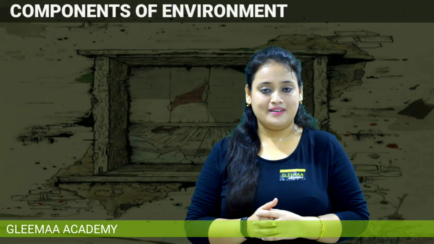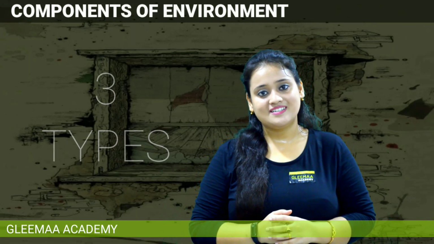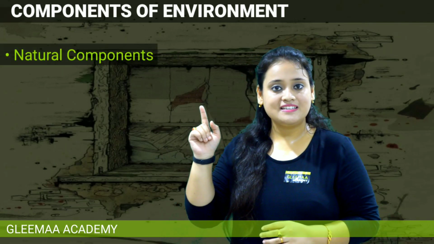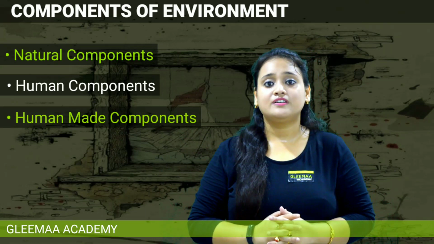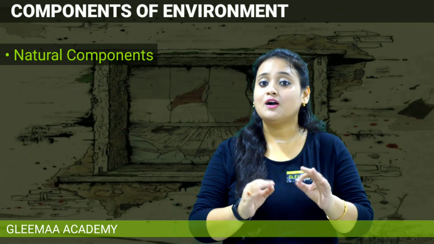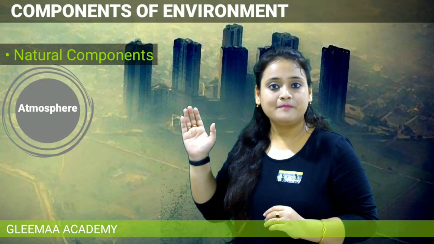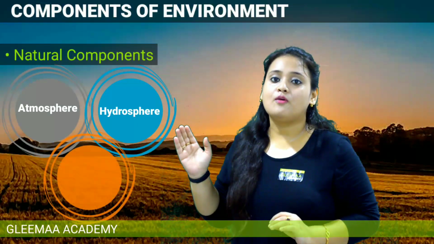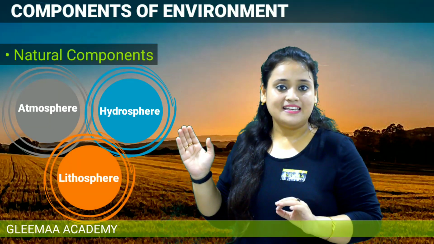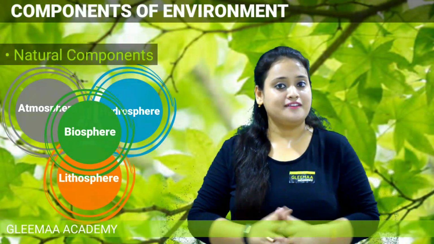Now, we will talk about the various components of environment. There are 3 types of components of environment. These are natural component, human component, and human-made component. The natural component consists of air in the form of atmosphere, water in the form of hydrosphere, land in the form of lithosphere, and lastly, these 3 combinedly form biosphere, which consists of life in it.